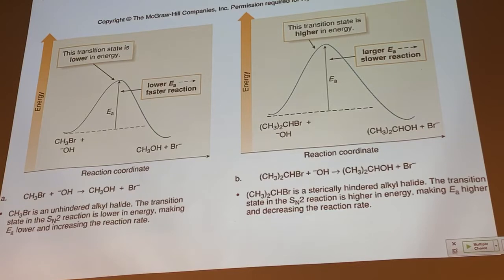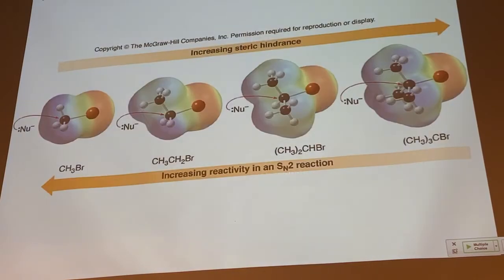There's another way to look at this issue of steric hindrance. This slide here shows us some ball and stick models along with some electrostatic potential maps of our methyl, ethyl, isopropyl, and tert-butyl bromides, and it shows the nucleophile approaching from the backside. We know why the nucleophile has to approach from the backside.